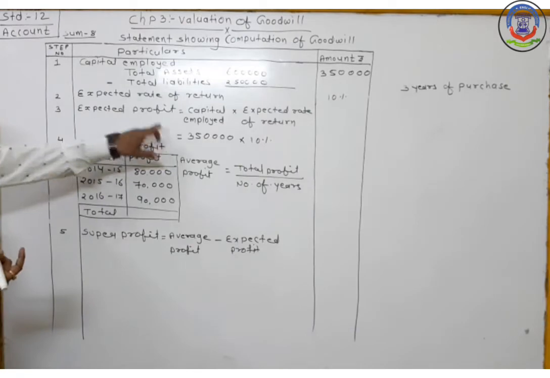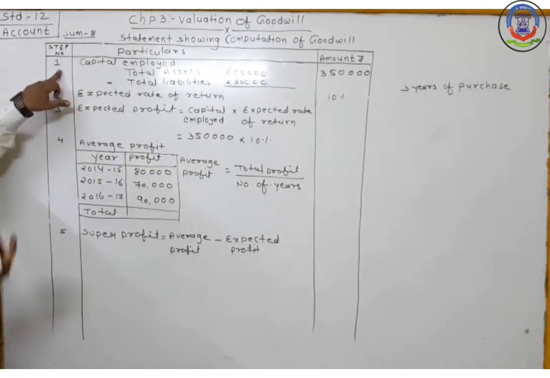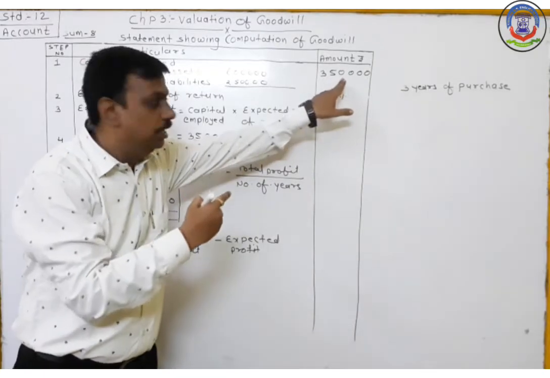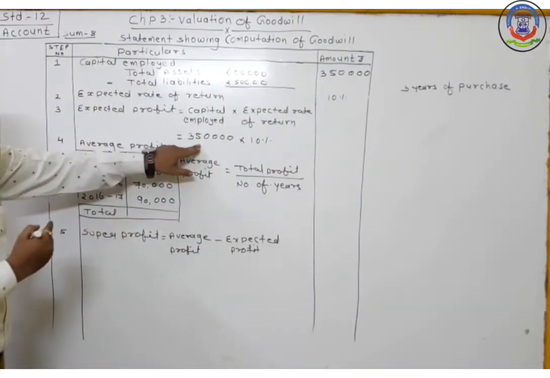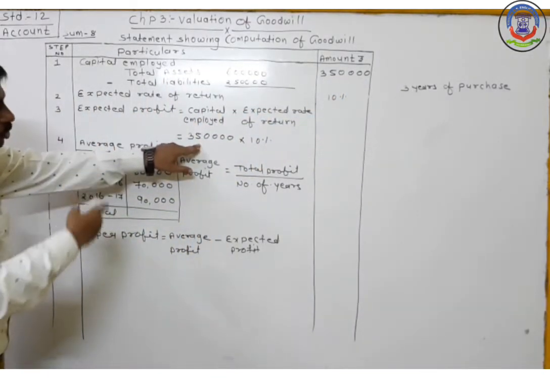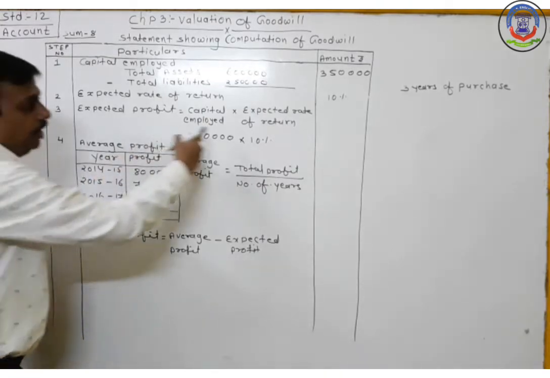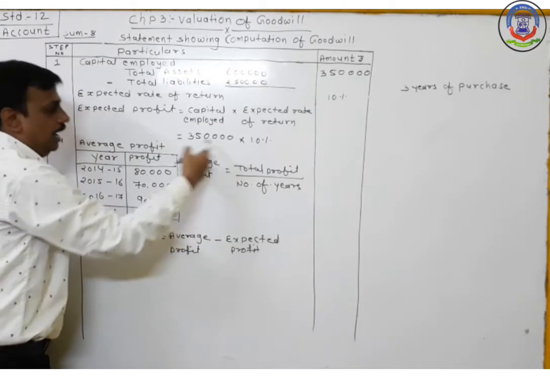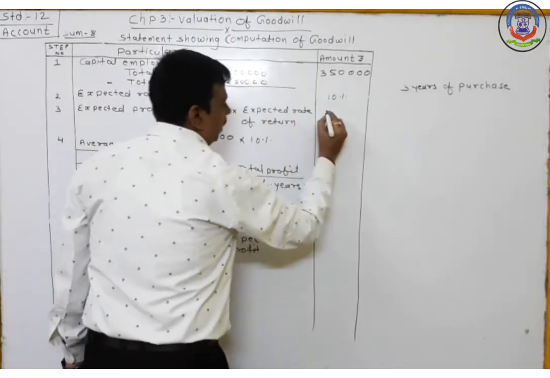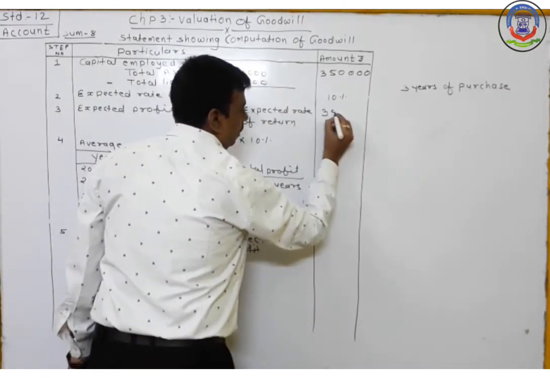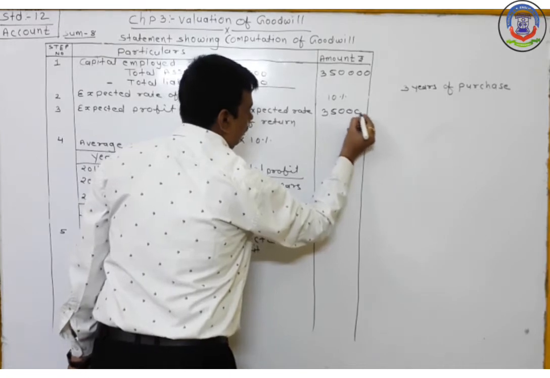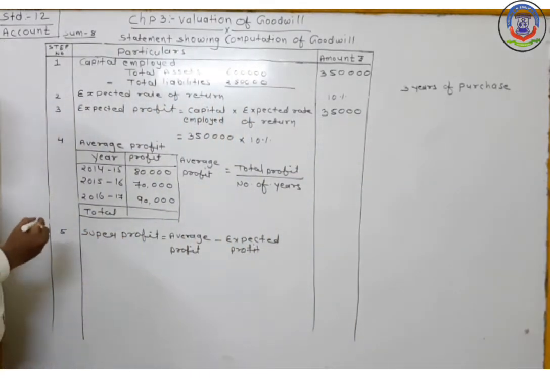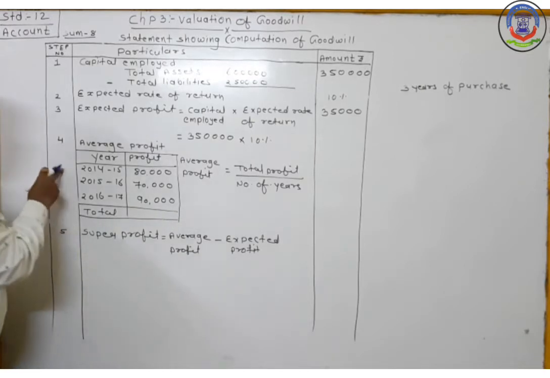The capital employed we found in step number 1 is rupees 3,50,000, and that amount is to be mentioned over here. Capital employed of rupees 3,50,000 multiplied by the expected rate of return of 10%. It means our expected profit will be 35,000 rupees.